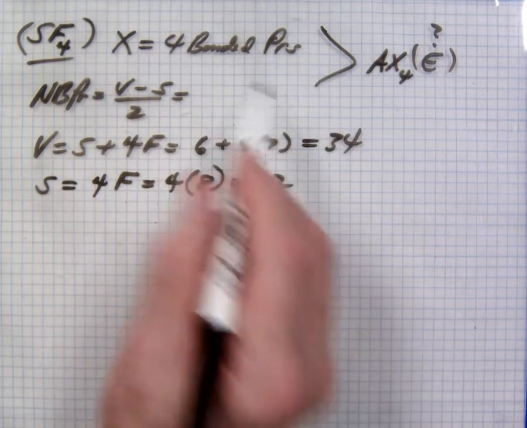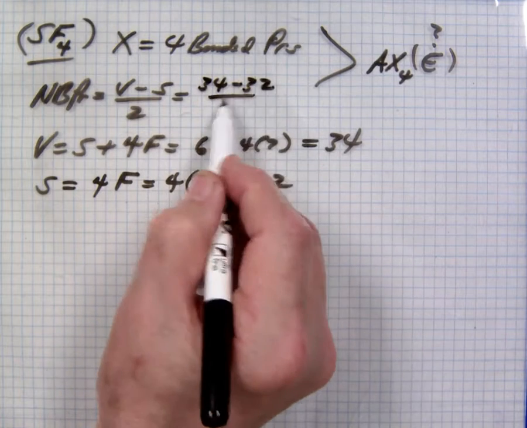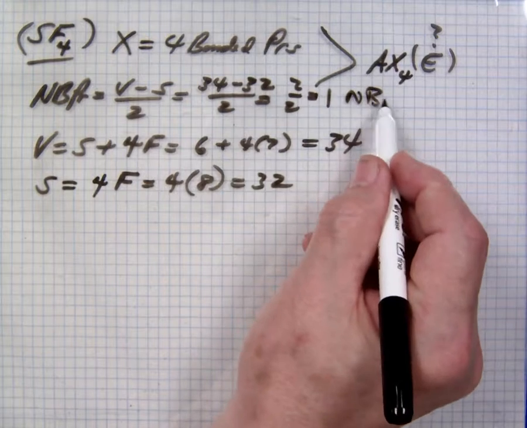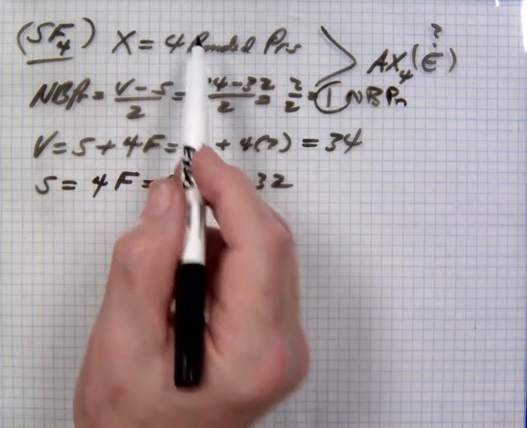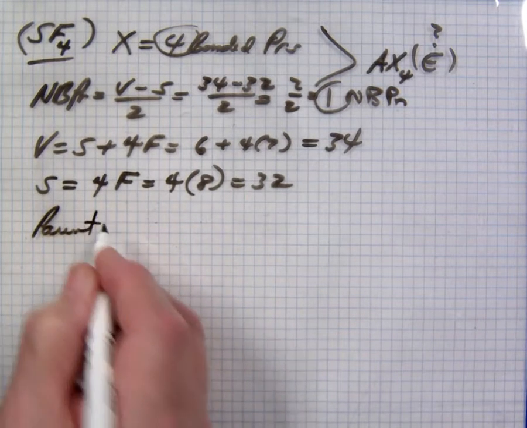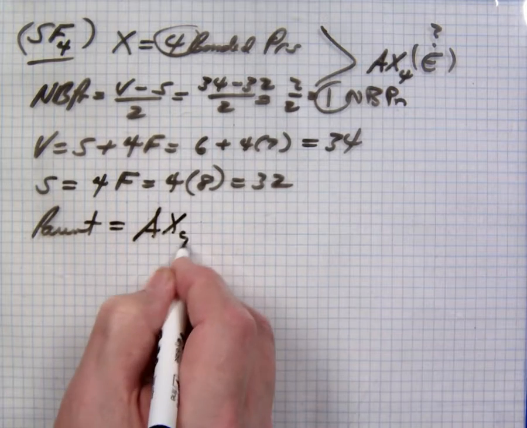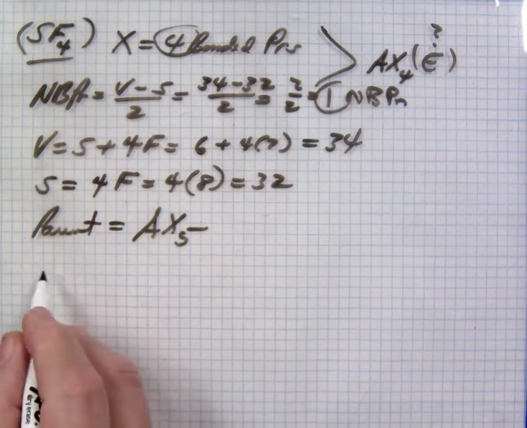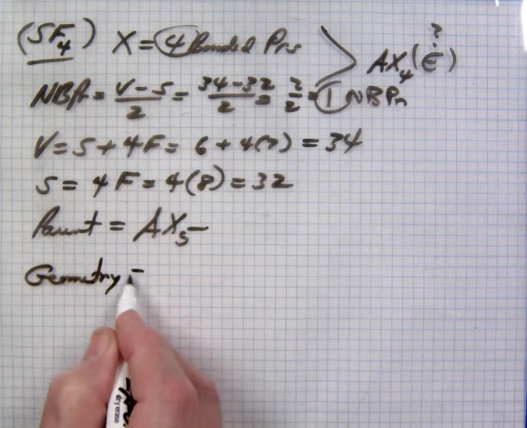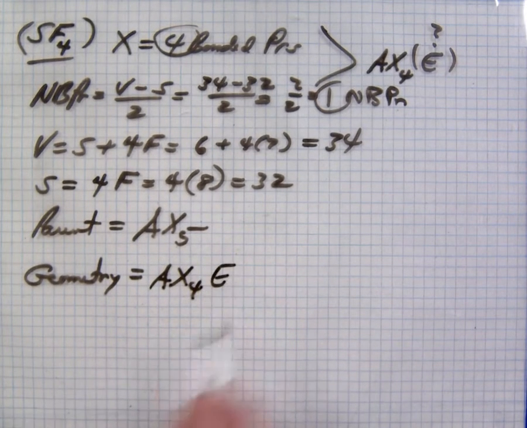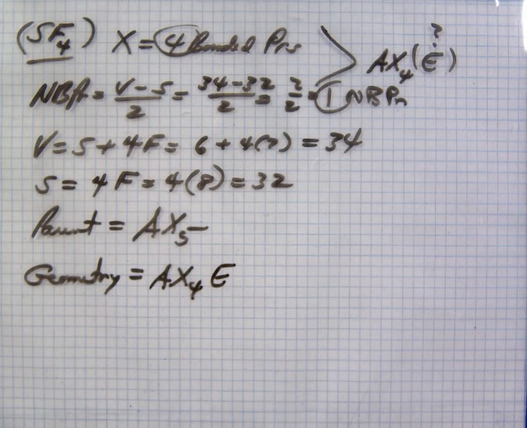Okay, so that is 34 minus 32, 2, 2 over 2, or 1 non-bonded pair. Okay, we got 4 bonded pair and 1 non-bonded pair. So the parent structure is an AX5. 4 bonded pairs, 1 non-bonded pair. But the geometry has to do with only the bonded pairs. And so that's an AX4 with 1 non-bonded pair. So that's the script or the empirical relationship.